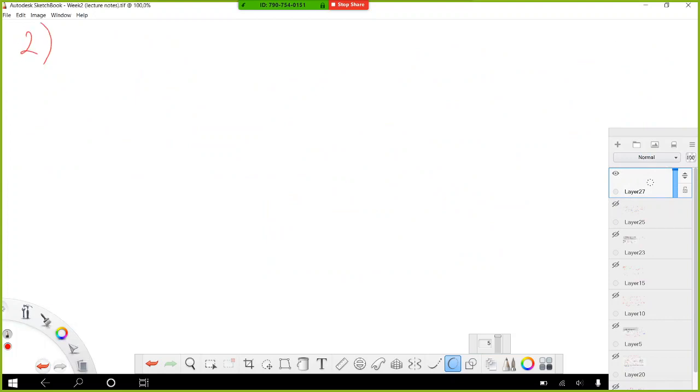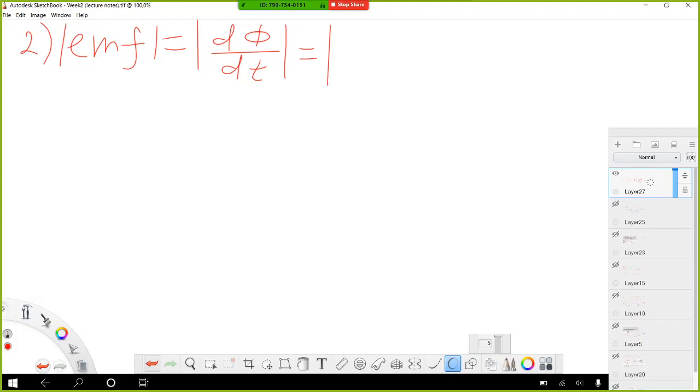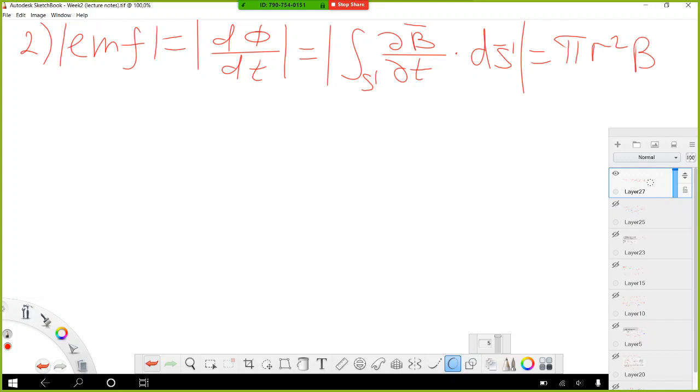Okay. Second method is simply, okay, the electromotive force was equal to dphi over dt, and from the previous lessons we know that dphi over dt is equal to dB over dt multiplied by ds prime, and this equals πr squared B0 k.